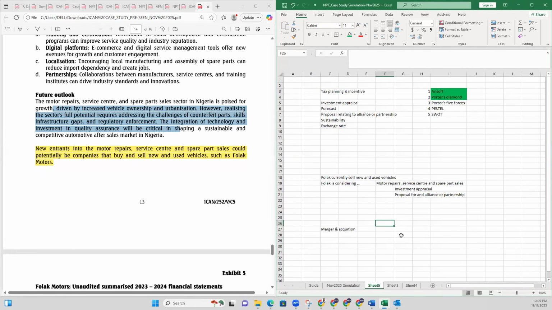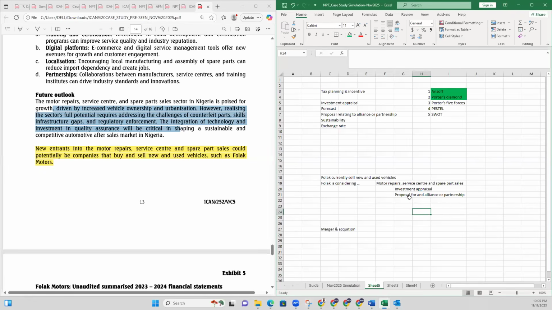I'm sorry, Mr. Simeon. Can you expand on the alliance or partnership? Because from my understanding, an alliance would be like maybe merging with a company that is into motor repairs, service centers, and spare parts and sales. So what is the difference between the proposal for alliance or partnership and M&A?